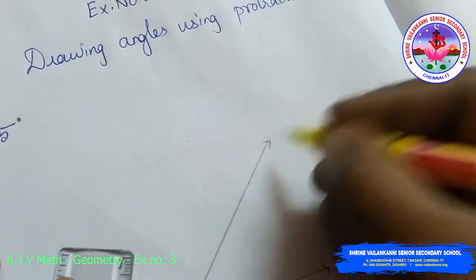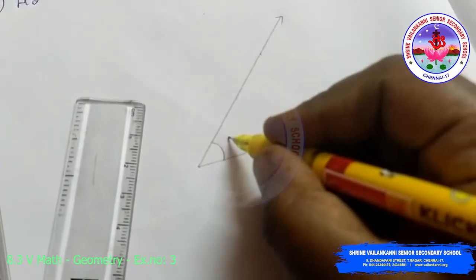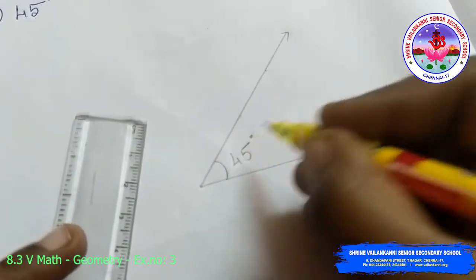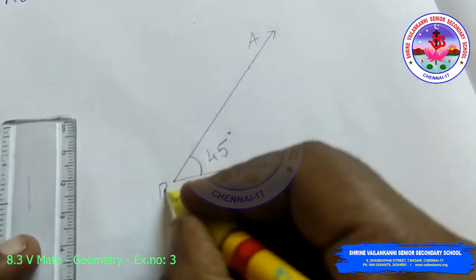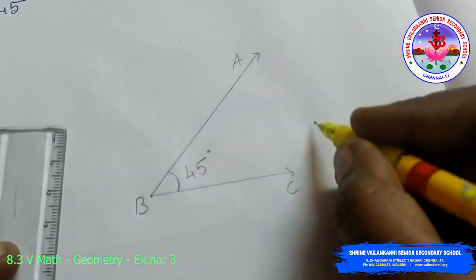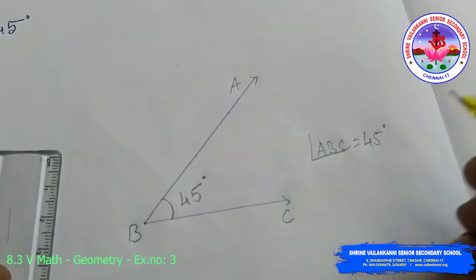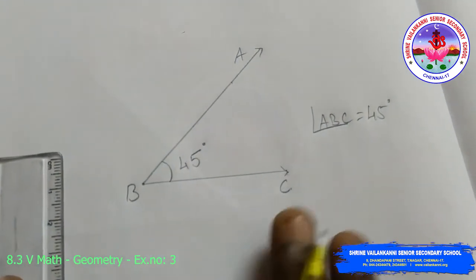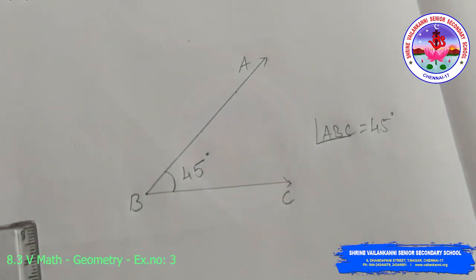Okay, so now this angle is your 45 degrees. You can name it with any alphabet, like A, B, C. So angle ABC is equal to 45 degrees. With this same 45 degrees I am going to show you how to use your outer scale.